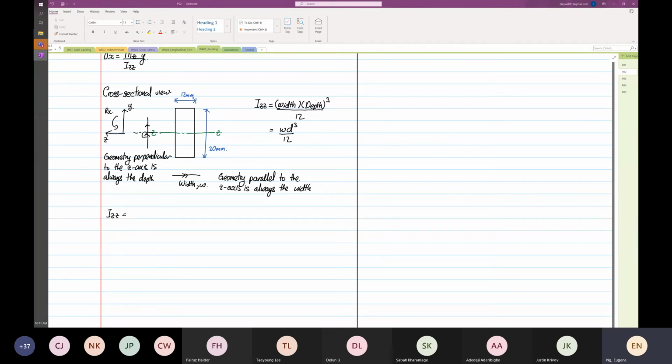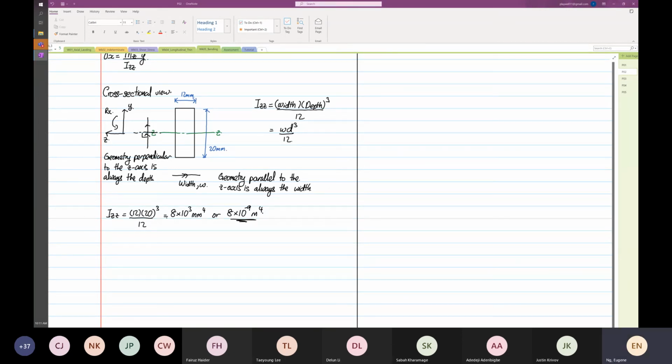The width is always 12. The depth is 20, power 3, divided by 12. So this will be equal to 12 times 20 power 3 divided by 12. So it's 8 times 10 to the power 3 millimeter 4, or 8 times 10 to the power minus 9 meter 4. Okay, so that is our IZZ.